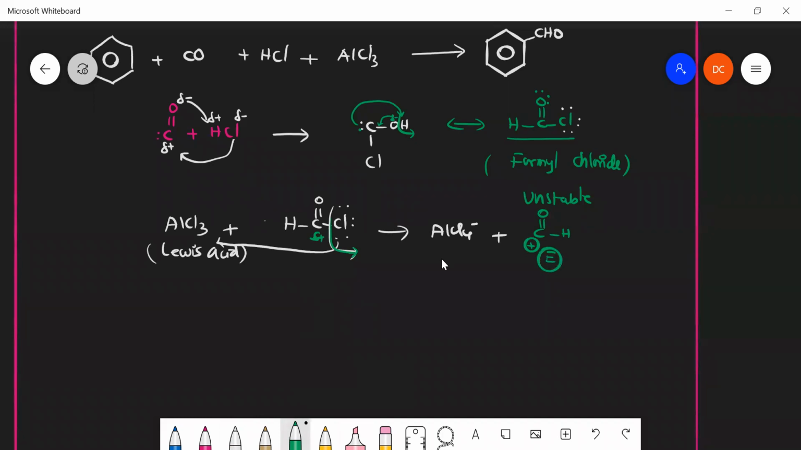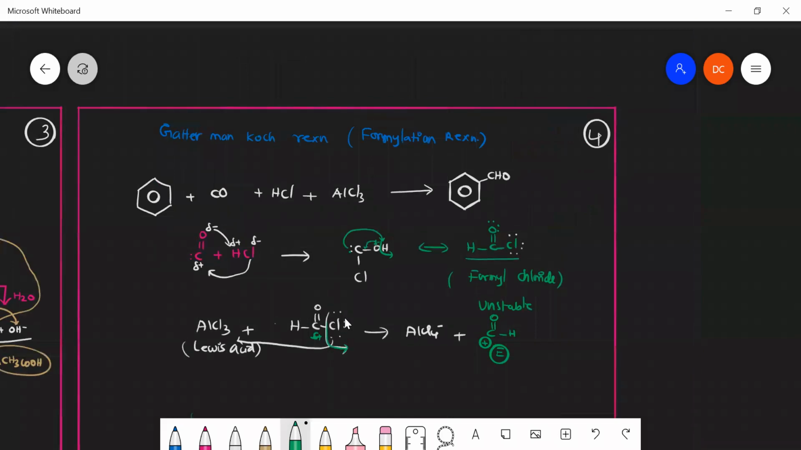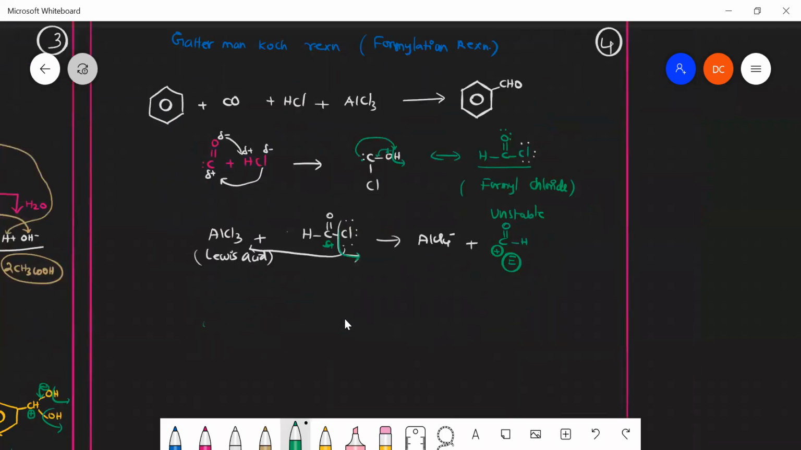Once I have this electrophile CHO plus, it reacts with our reactant. What is the other reactant that is missing here? Now in the first step, HCl and CO are reacting. In the second step, the formed HCOCl and AlCl3 are reacting. What about the remaining one that has to react? What is the remaining thing? It has to react with CHO plus.